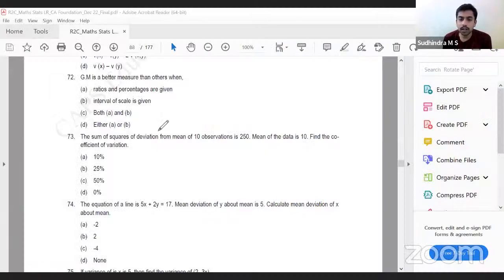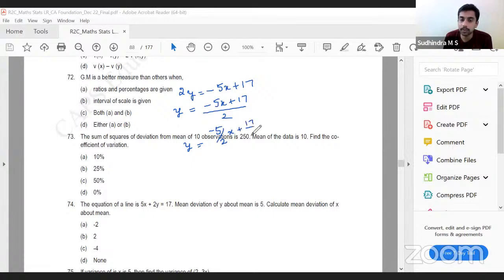So we had to discuss the 74th question, right? Question number 74. They have given us 5x plus 2y is equal to 17. I have to express it in the form of y is equal to a function of x. So 2y is equal to minus 5x plus 17, or y is equal to minus 5x plus 17 by 2, or y is equal to minus 5 by 2 x plus 17 by 2.